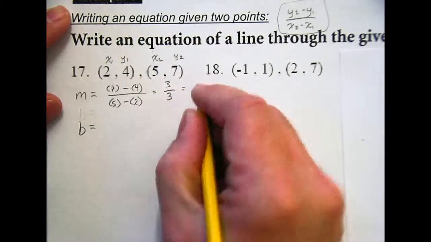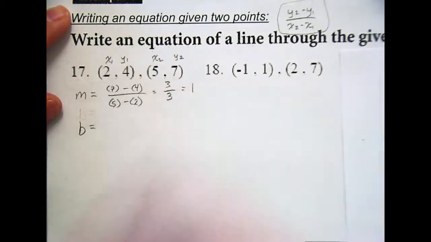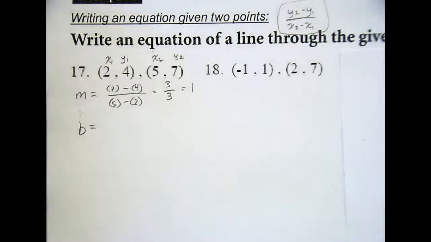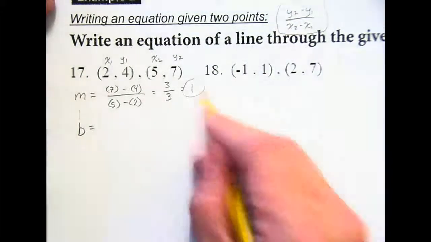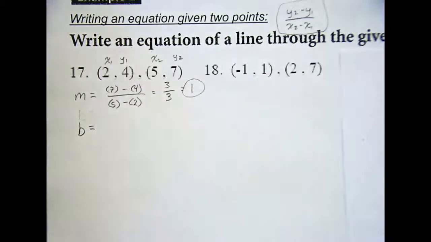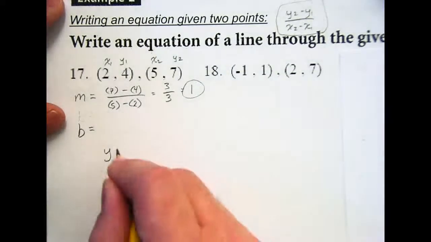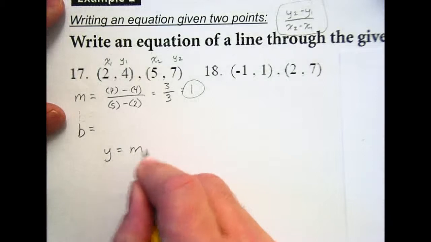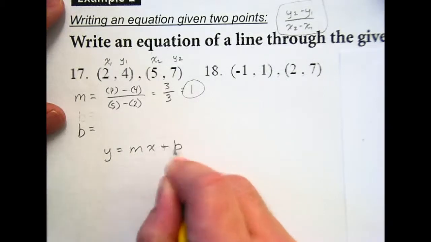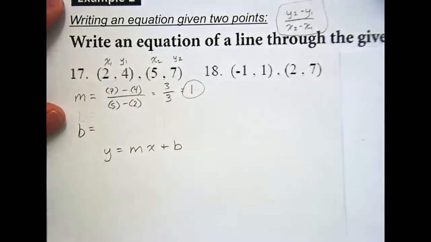Our slope is 1. Now, yesterday on your quiz, a lot of you wouldn't reduce. Start reducing your slope. Okay? Get it in simplest form. All right? So m is 1. So now we're kind of back to where we just were. We have this equation. We need to find b.